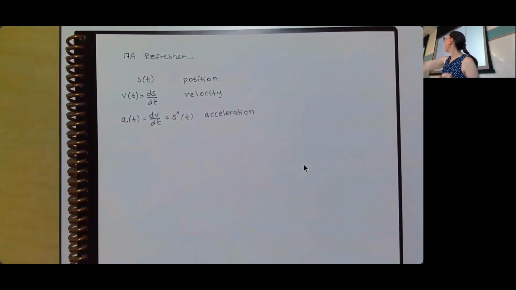That seems not very well focused. That look better? A little better? Okay.